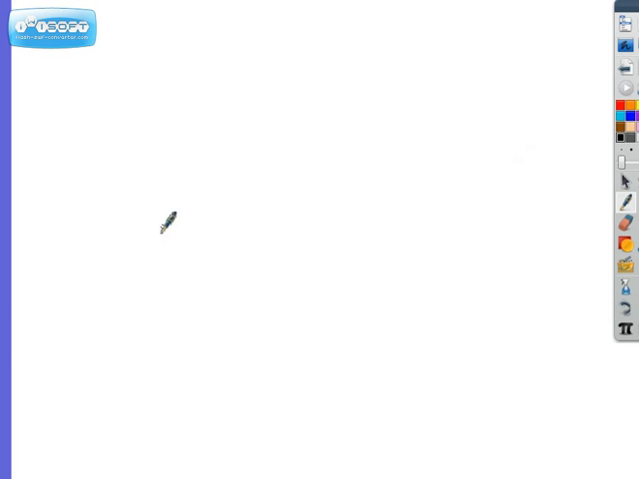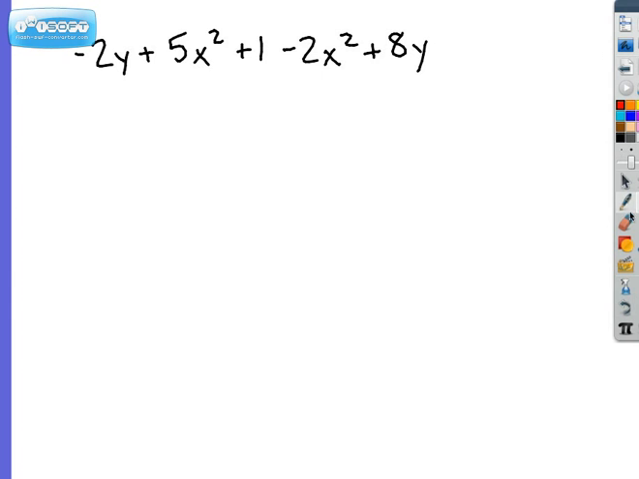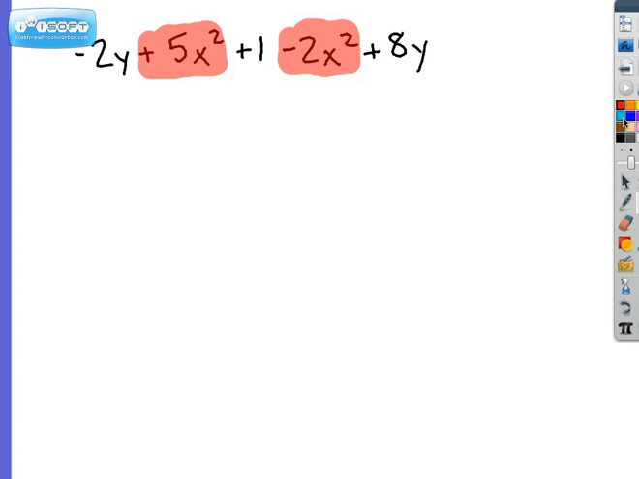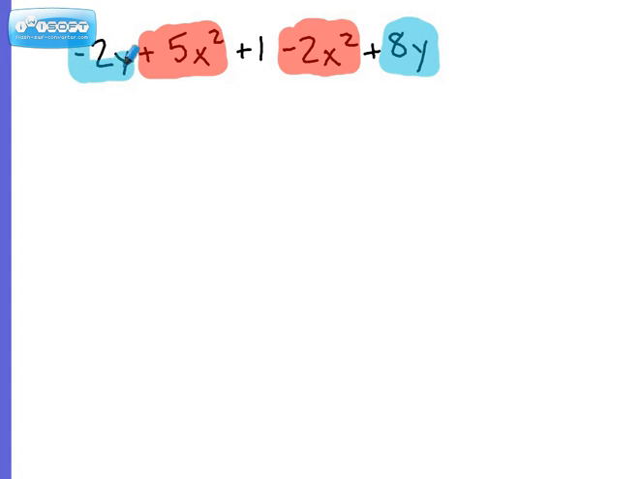And we'll do one more here. Let's say it was negative 2y plus 5x squared plus 1 minus 2x squared plus 8y. Okay, so again, I'm going to highlight the things. I'm running short on time here, so I'm going to just highlight real quick. Here's my x squareds. Here's my x squareds. And then we've got y's and y's.